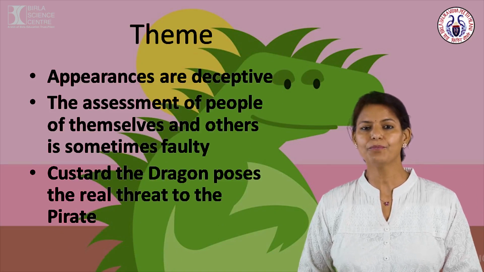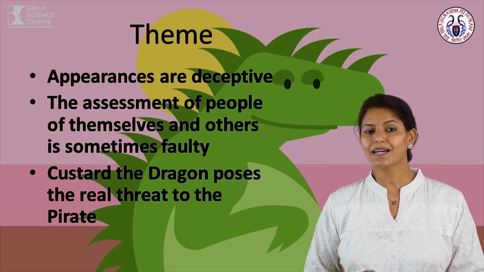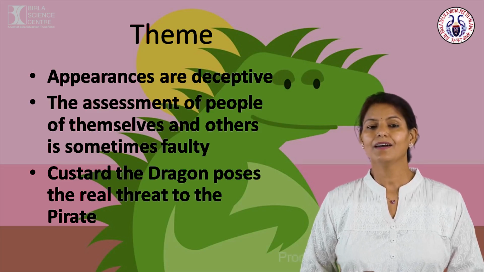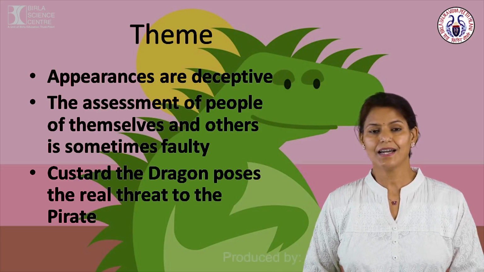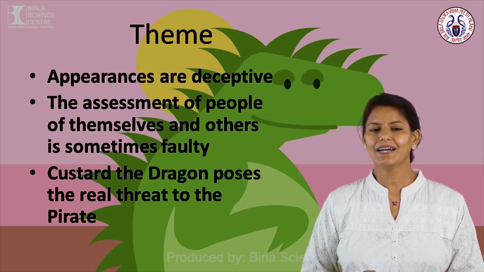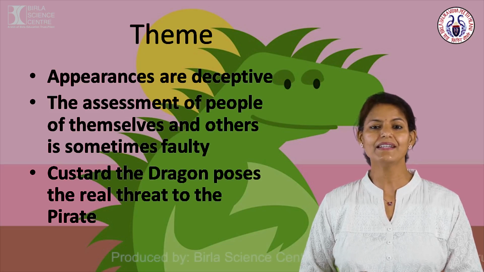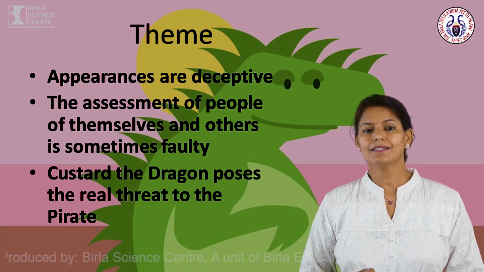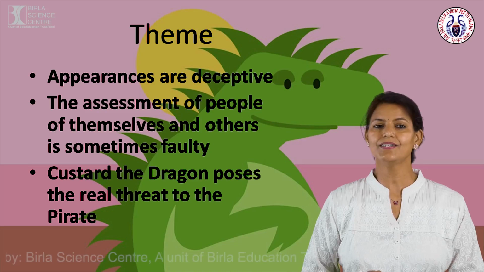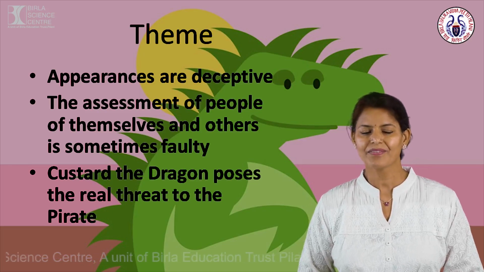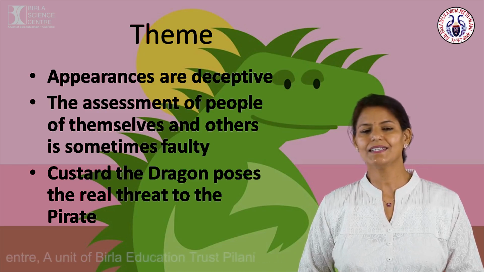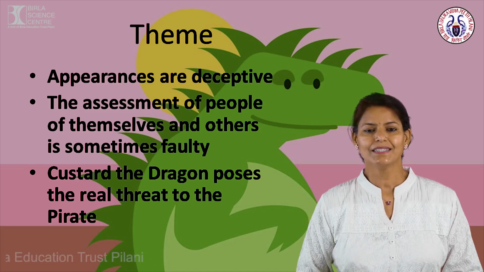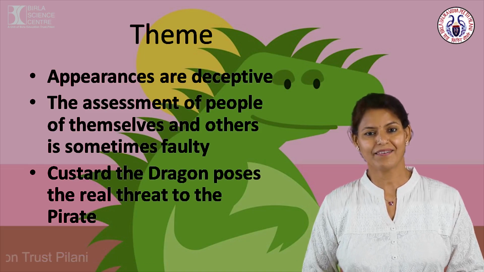Coming to the theme of the poem, Custard, who was considered to be a coward, displays immense courage and bravery when the pirate enters the house, and so it highlights that appearances are deceptive. The assessment of people done by themselves and by others at times can be faulty. It is Custard, who was considered to be a coward, who poses the real threat to the pirate.